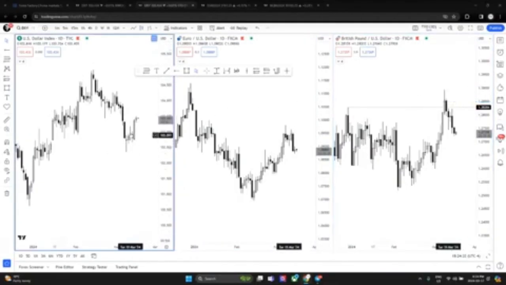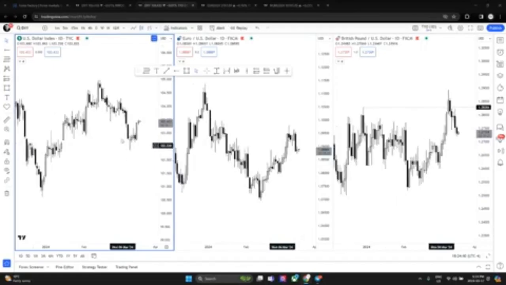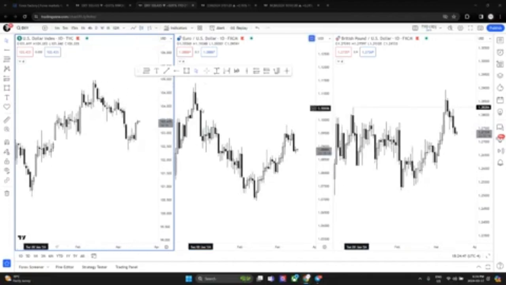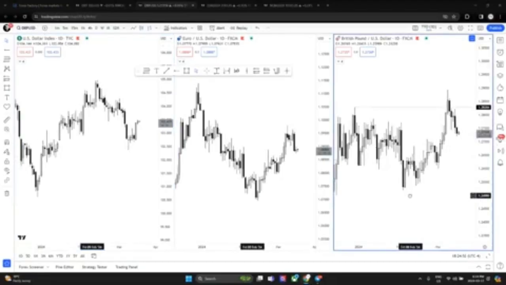This week, it's difficult to tell the draw on liquidity right now. Overall, I expect the side to be taken out, so I expect higher prices for the dollar, lower prices for the euro, lower prices for the British pound. So I think due to the fact that the British pound has taken out this high already, the British pound is more clean to me, if you understand what I mean.